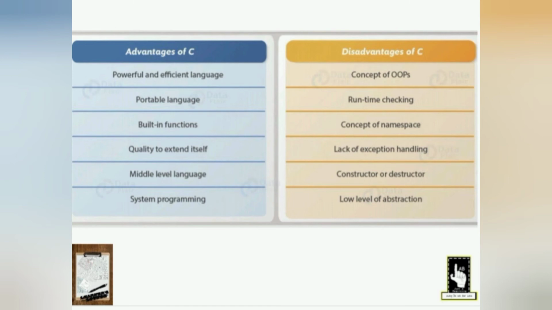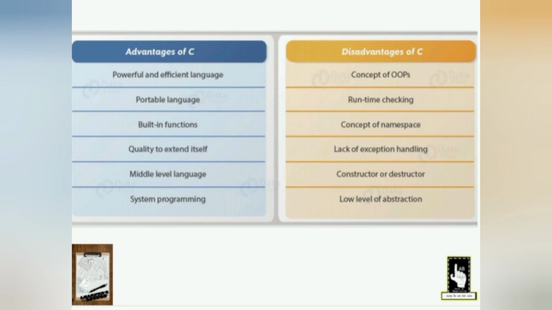It has the quality to extend itself: we can add a function of our need in C and reuse it in our programs. It is a middle level language. This supports low level programming, like for kernel and Unix operation, as well as higher level programming for application development. Coming to the disadvantages of the C language, it does not support OOPS.